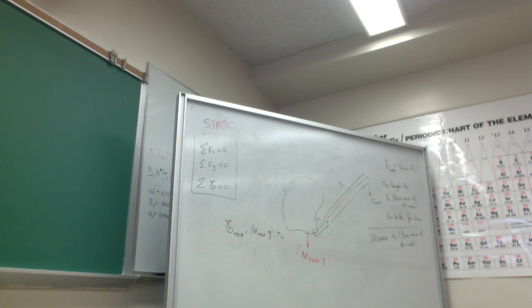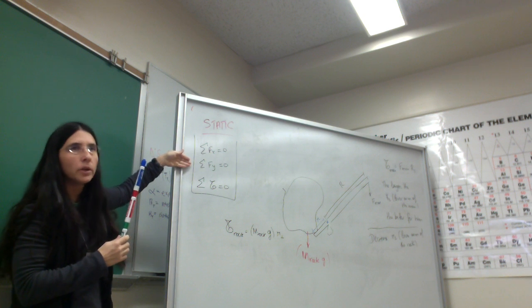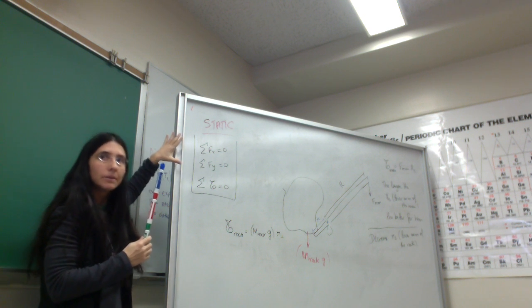First thing that we have to do, draw all the forces on the drawing. That's what I did there. I tried to put all the forces. Choose a reference frame. Once I have all the forces and the reference frame, write the equations. What are the equations? This. Sum of all the forces in the x direction is 0. Sum of the forces in the y direction is 0, because I want a static equation.